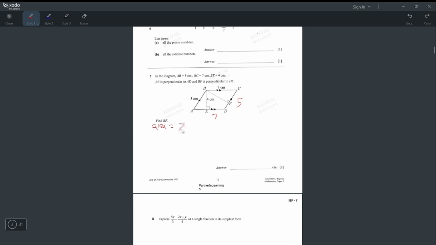So to get the area is simply 7 times 4 because BE is 4 centimeters, so this gives us 28 centimeters squared. And we also know that CD can actually also be used as the base with the corresponding height as BF. So we also know that 5 times BF is equals to 28. And that gives us BF as 5.6 centimeters.